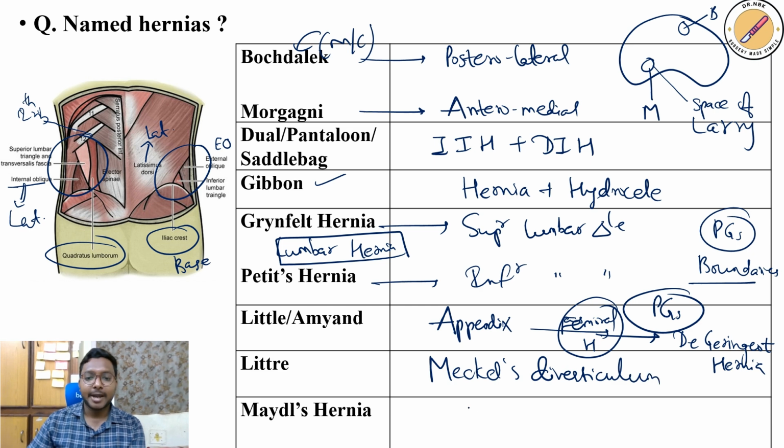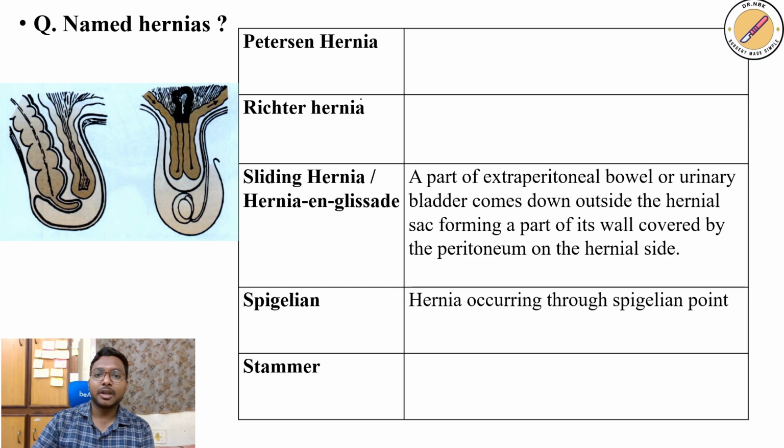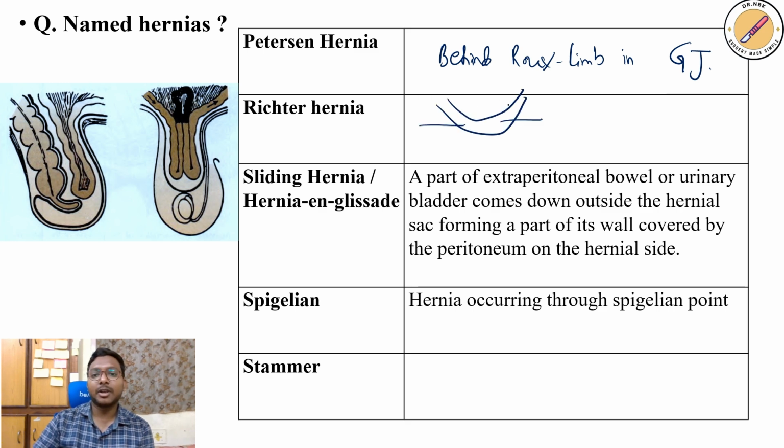Okay, right. Next one is Maydl's hernia, which is also called W-shaped hernia. So if you have the defect like this, you have a W shape, two loops of the bowel are present within the defect. That is called Maydl's hernia. Okay. So Petersen hernia is nothing but, I'll show you the picture. It is occurring behind the mesentery, so just remember this point. Behind the loop in gastrojejunostomy. Next, Richter's hernia is nothing but only a part of circumference of the bowel is herniating.